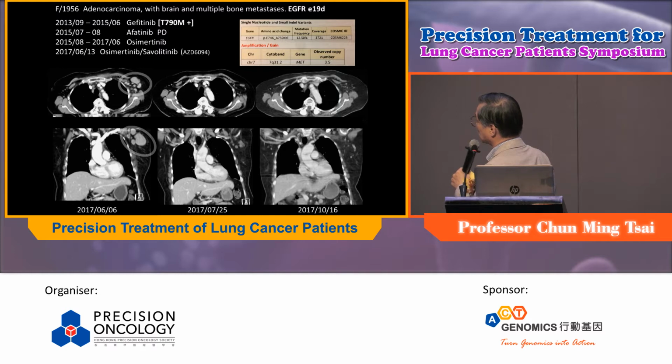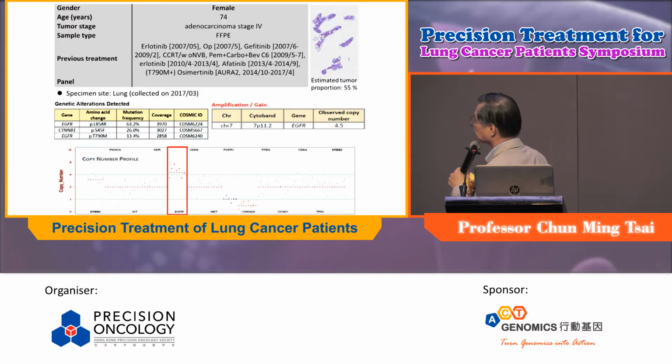So we do the biopsy and do the NGS and find c-MET amplification. With this result, this patient was put in the TATTON study of AstraZeneca that combined osimertinib with savolitinib. You can see that the response is very quick. Within 2 months, the lymph node disappeared. And this patient now is still alive.